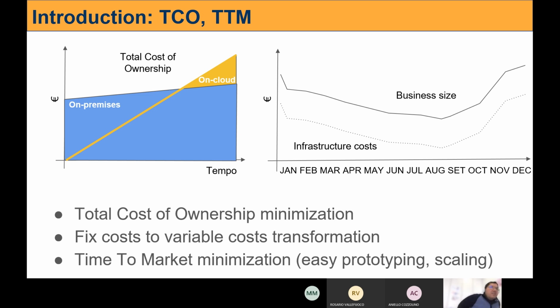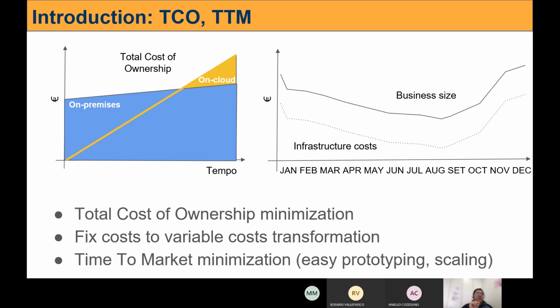And this is a key slide for cloud computing because on the left side, you have the chart showing the relation between the total cost of ownership, and the on-premises configuration and on-cloud configuration over the time. How to read the graph? On the X axis, we have the time. On the Y axis, the vertical axis, we have the cost in euros. The intersection is when your business or your application starts.